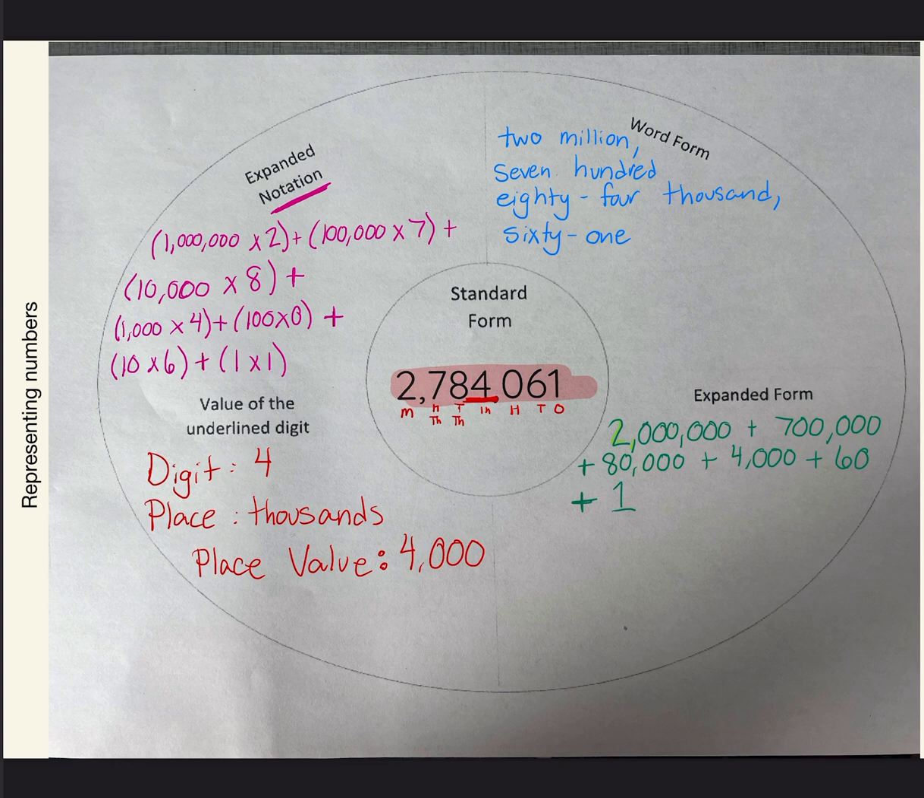Now, you don't have to choose the one I chose. It's okay to choose any of these digits. Just make sure that depending on what you pick, you write what digit it is, what place it's at, and then what the actual place value is.